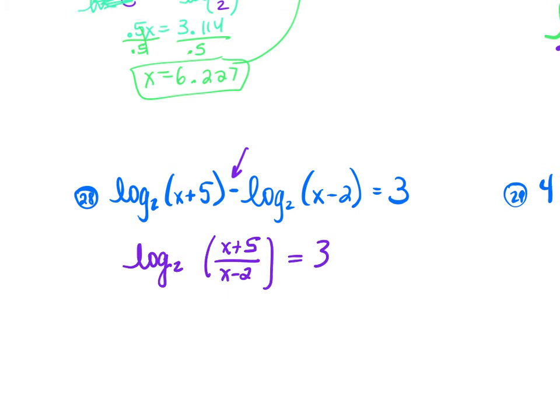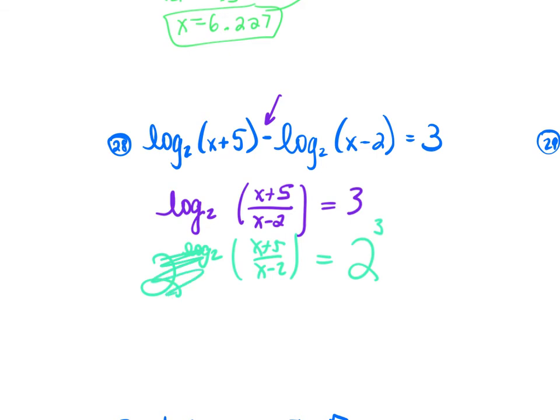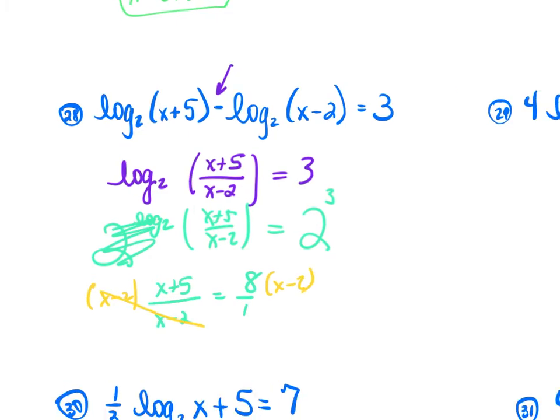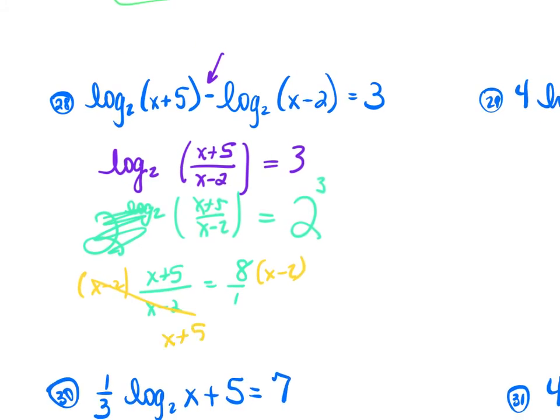The opposite of log would be exponential. So I'm going to say 2, and then everything upstairs. X plus 5 over x minus 2 equals 2, and then I put my 3 up as a third power. So this cancels out, and I'm left with x plus 5 over x minus 2 equals 8, or 8 over 1, however you want to look at it. Now we just multiply both sides by x minus 2 to get this to cross out. So I have x plus 5 equals, if I distribute, 8x minus 16.